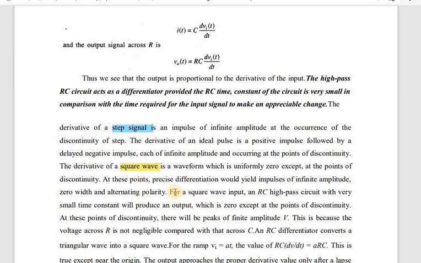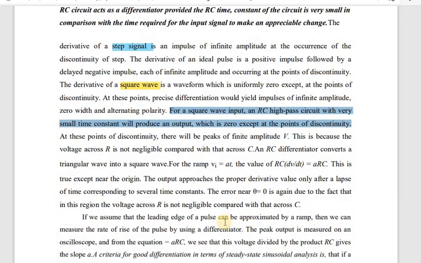As I've already said, if you are applying the square wave input to your high pass RC circuit which acts as a differentiator, that will have a very small time constant and will produce an output which is zero except at the points of discontinuity. Wherever there is a discontinuity, there will be peaks of finite amplitude V. What is amplitude? Everyone knows, right? So at these points of discontinuity, you will be getting higher peaks of finite amplitude.